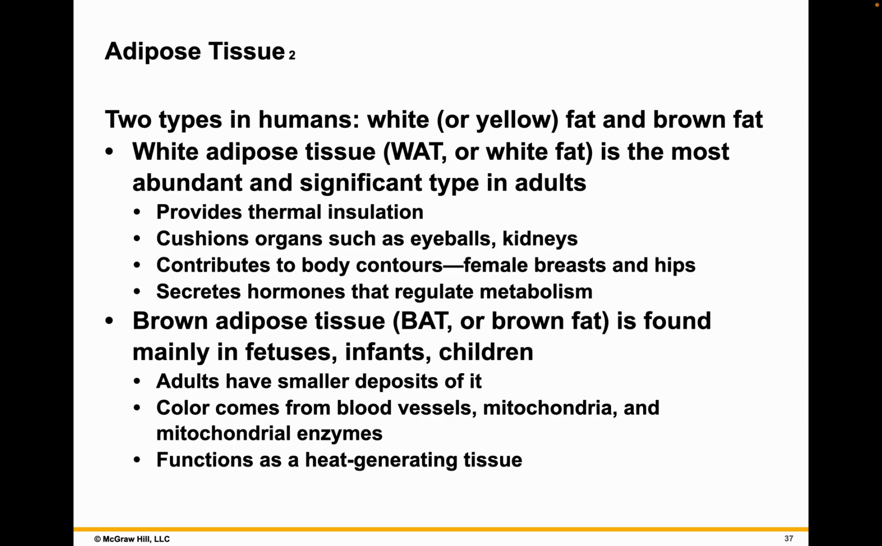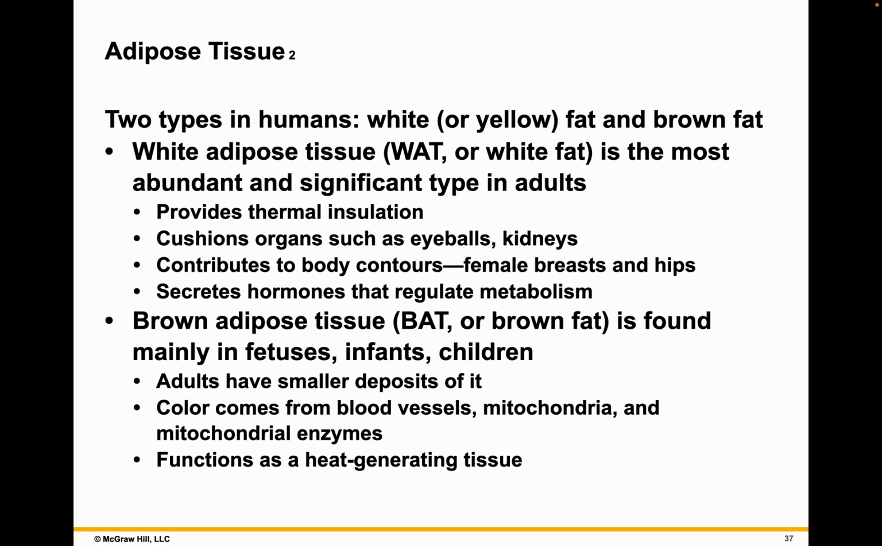There are two types in humans: white, or yellow, and brown fat. White adipose tissue is the most abundant and significant type in adults. It's going to provide a lot of thermal insulation, going to cushion organs like our eyeballs and our kidneys, and contributes to body contours. It's distributed differently in males and females, and it secretes hormones that regulate metabolism.